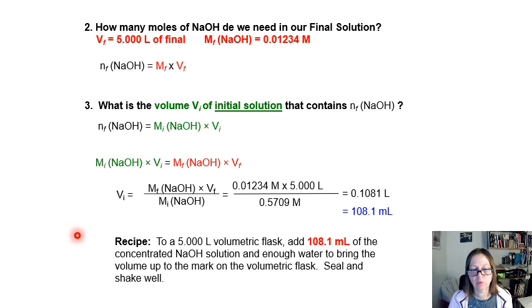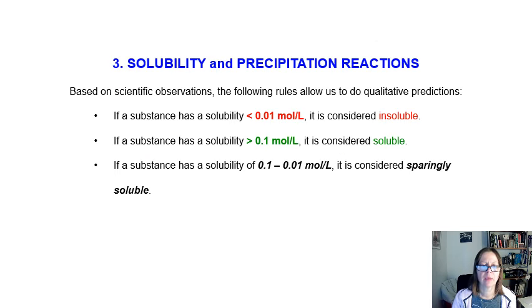So the recipe will be, to a 5-liter volumetric flask, we add 108 milliliters of the concentrated initial sodium hydroxide solution. Then we add enough water to bring the volume up to the mark on the volumetric flask. We seal and we shake.